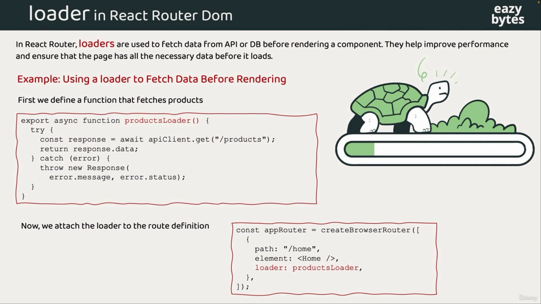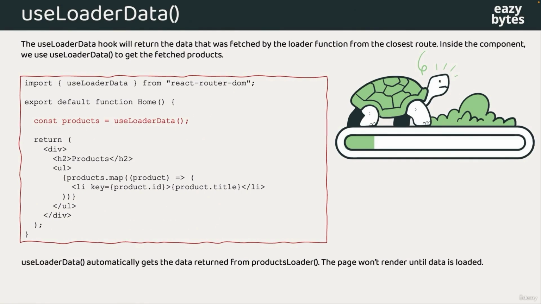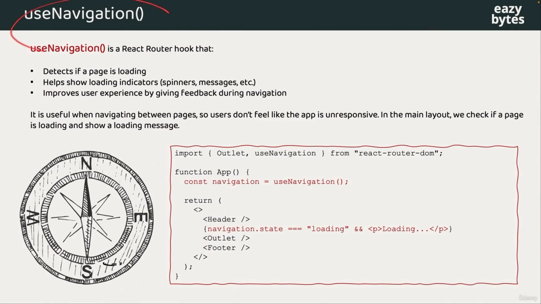These loader functions are going to return the data. This returned data can be retrieved in the functional component with the help of the useLoaderData hook. After loaders, we discussed useNavigation. useNavigation is a React Router hook that gives feedback about the navigation status, whether the navigation is in the loading state, the idle state, or the submitting state. So based upon this status, we should be able to show some feedback to the end user.